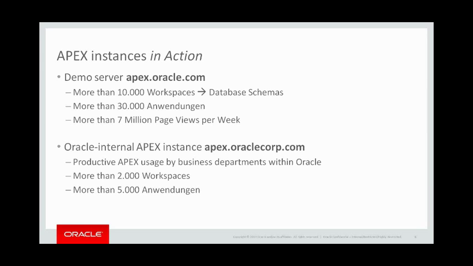You will then be prompted to choose a schema name, to choose a workspace size, to provide a short justification. Don't spend too much time on this. And then 15 minutes later, you will have your workspace. Right at this time, this instance runs more than 10,000 workspaces. And that means also more than 10,000 database schemas. And it's about 30,000 applications. And it currently serves about 7 million page views per week.